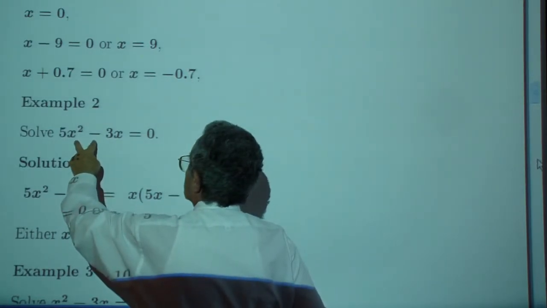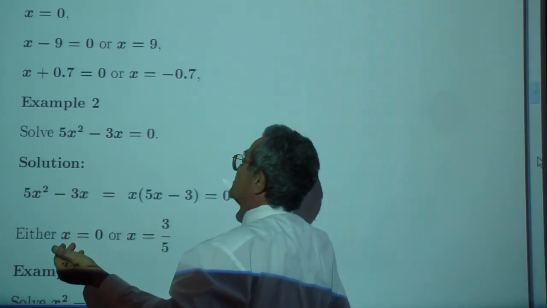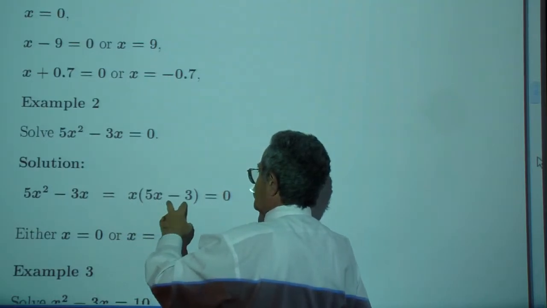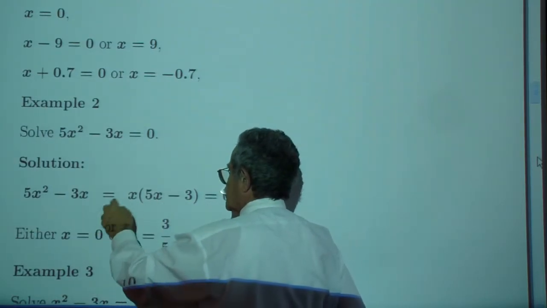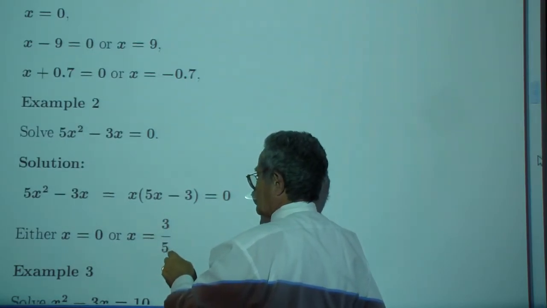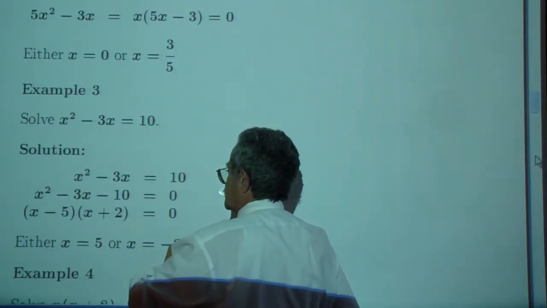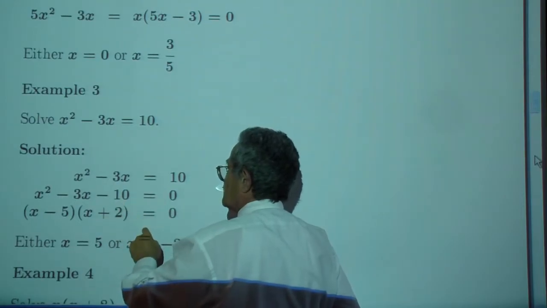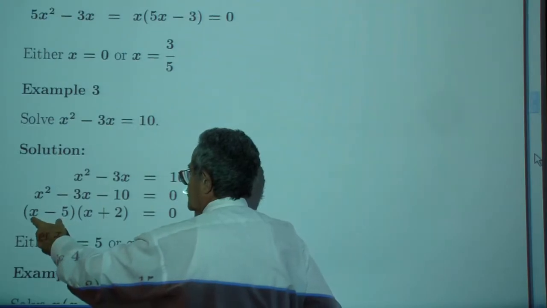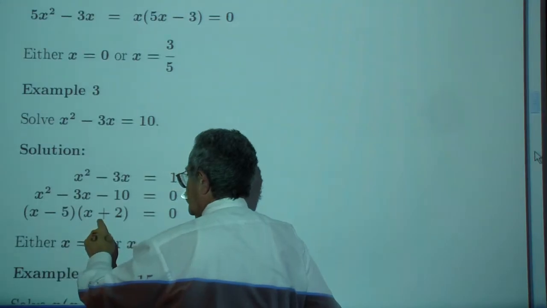We want to solve this equation. You want the greatest common factor first. The greatest common factor is x. You are left with 5x minus 3. So either x is 0 or this factor is 0, which means that x is 3 over 5. You want a 0 on the right. So the first thing you do, you subtract 10 from both sides. You factor, greatest common factor is 1. Factoring gives you x minus 5 times x plus 2. Solution, x is 5, x is negative 2.